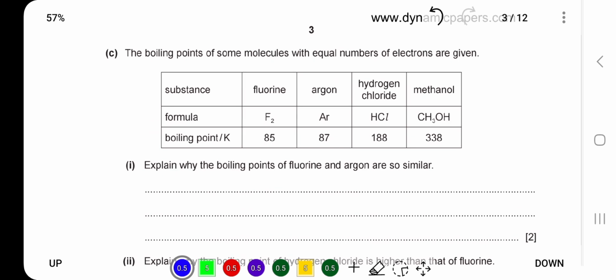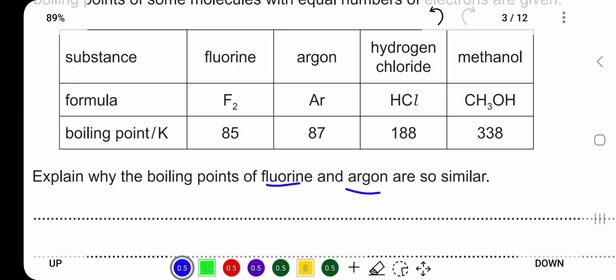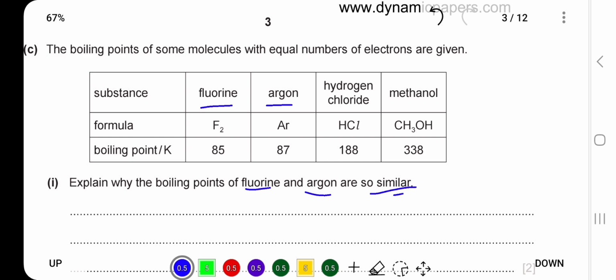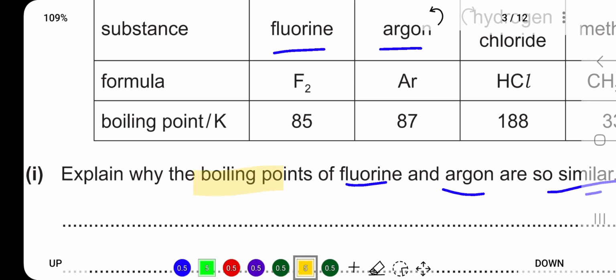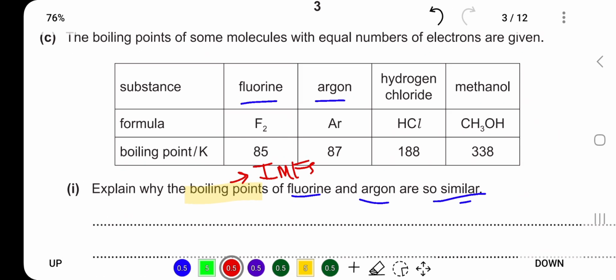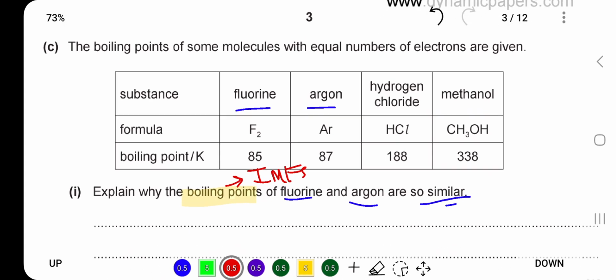Now we have C. The boiling points of some molecules with equal number of electrons are given. Explain why the boiling points of fluorine and argon are so similar. So let's check it out. So basically when you always talk about boiling points, you immediately think that they're talking about the intermolecular forces, and if you want to be exact, the London forces, which are the induced dipole forces. That's to be exact.